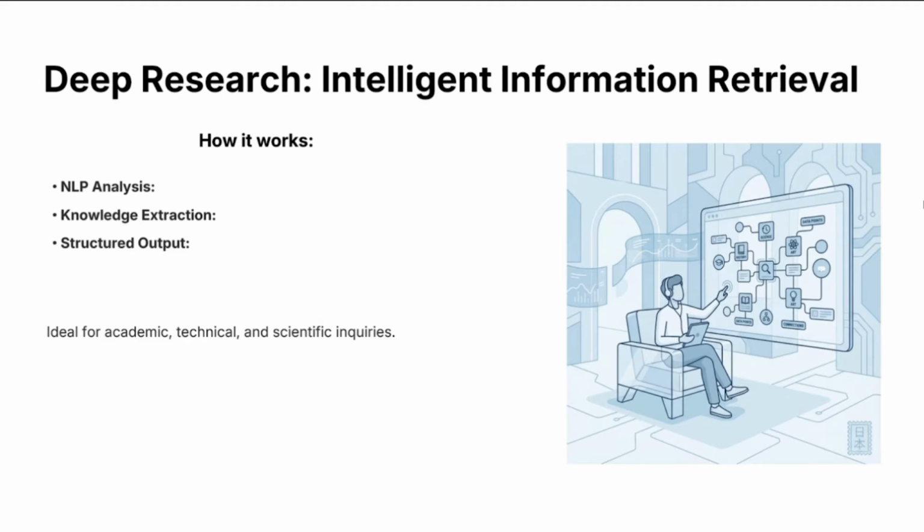Deep research is one of the most powerful features of Gemini. It helps users get detailed, accurate, and reliable information on any topic. When a user submits a query, Gemini first analyzes it using natural language processing, then it extracts relevant knowledge, and finally presents the output in a clear, structured, research-oriented format. Because of this approach, deep research is extremely useful for academic work, technical analysis, scientific research, and documentation.